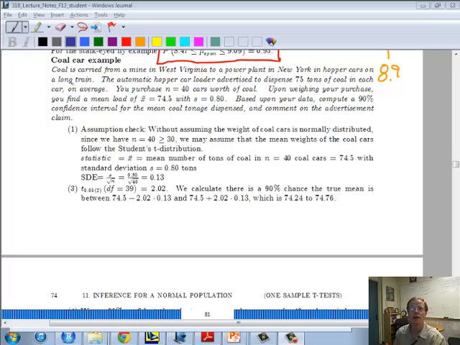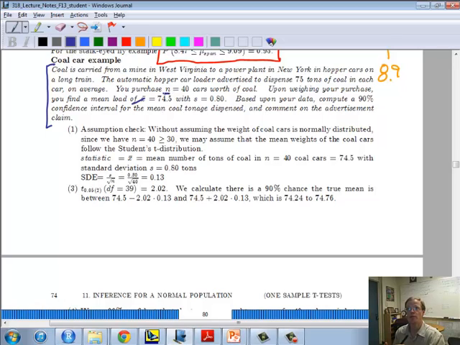Okay, let's consider the final example here. This is the coal car example again that we covered in Chapter 10. And so we have a sample of 40 cars with a mean of 74.5 tons per car and a sample standard deviation of 0.8. Now, when it comes to checking assumptions, we're going to assume that these are random coal loads. You could argue against that, but we're just going to assume that.